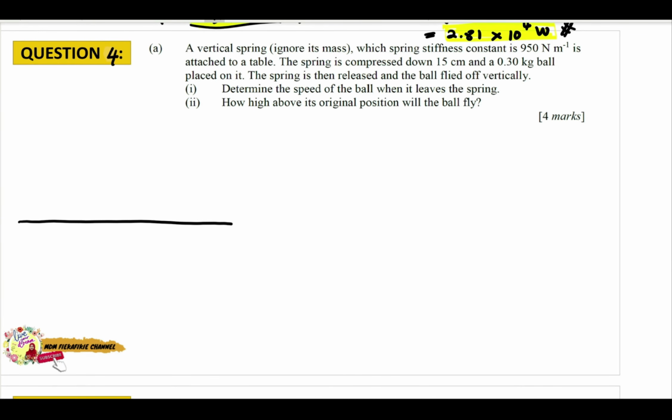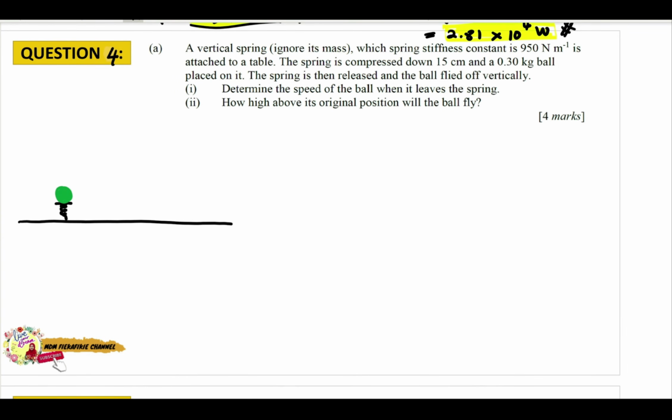Ni macam tu kan. Okay, so let's say this is the spring. Dia kata apa tadi? The spring is compressed down 15 cm. Ada bola, letak dekat spring. Spring tu compressed. So kat sini lah bola dia.